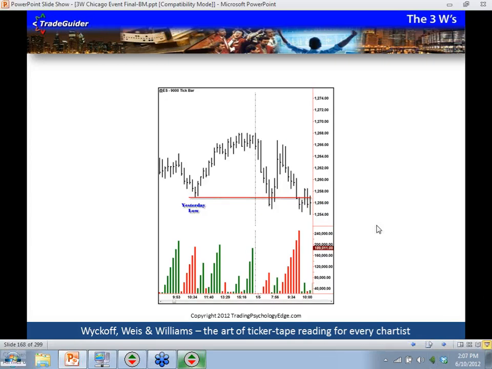And here we do go a little bit lower and we test that area again. What do we think here now? What's going on here? Could be a spring.